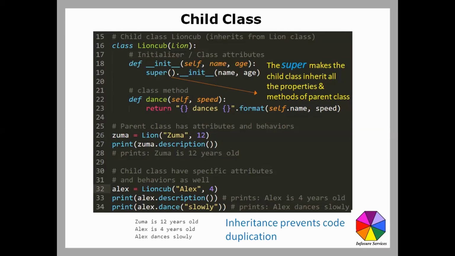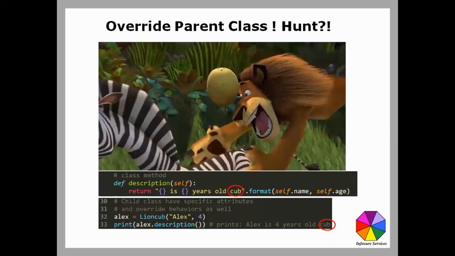So here, see the description in Alex's child class, I've just made a small tweak here. Here it's like 4-year-old cub. So when you use Alex, this description will print 4-year-old cub. So that's your override, overriding the parent class.